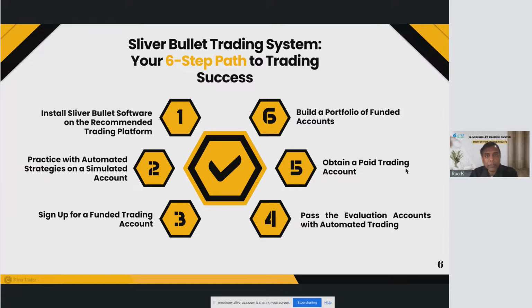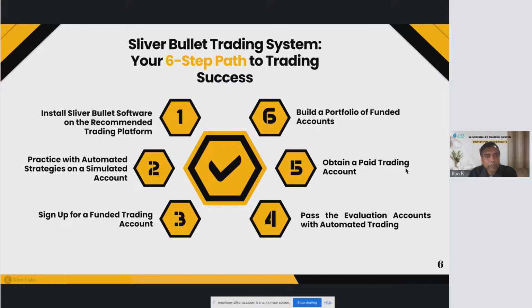So what's this six-step path? Step number one is to install Sliver Bullet software on the recommended trading platform. In this case, it's NinjaTrader. We recommend NinjaTrader. Then step number two, you practice with automated strategies on a simulated account.